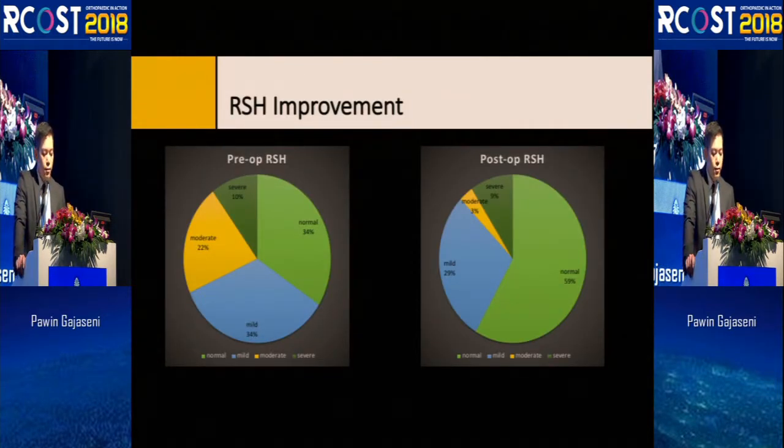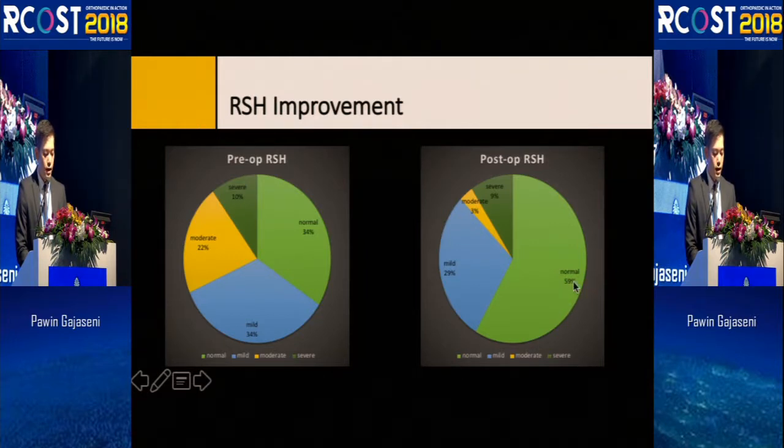And 130 patients had a preoperative normal RSH, this means shoulder balance. 130 is around 34%, mild imbalance, and 81 had moderate imbalance. 39 had severe imbalance, which is around 10%. At the final follow-up, we found that the patients with normal balance were around 60%, mild around 30%, and severe and moderate around 10%.